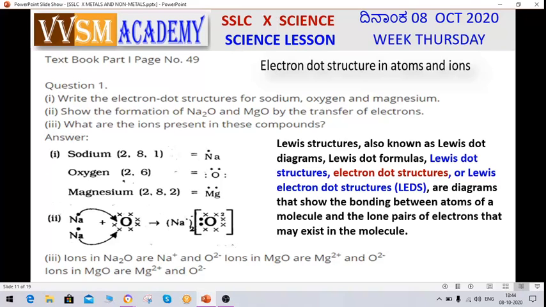Write the electron dot structure of sodium, oxygen and magnesium. Then show the formation of sodium peroxide and magnesium oxide and the transfer of electrons. What are the ions present in these compounds? You see, my dear friends, electronic configuration, electron means immediately you should think about the structure of the atom. An atom consists of electrons, protons and neutrons. The protons and neutrons are packed together in the nucleus and the electrons are revolving around the nucleus of an atom, like the planets revolving around the sun.